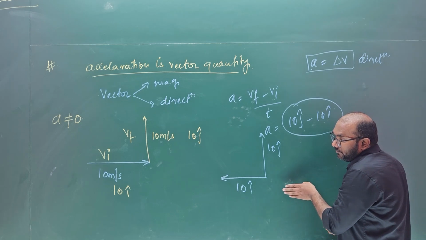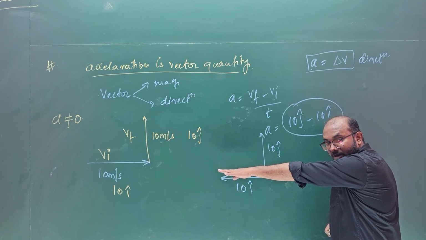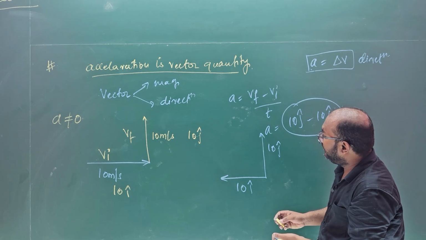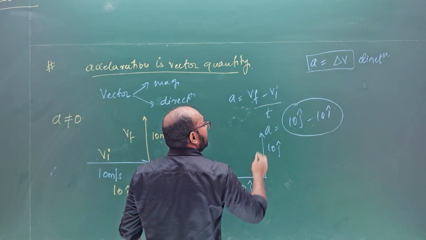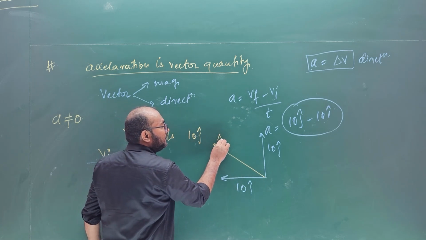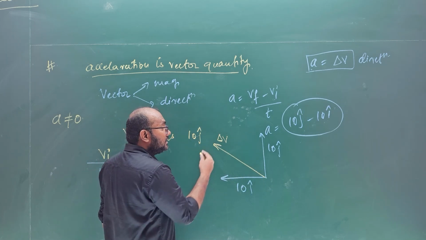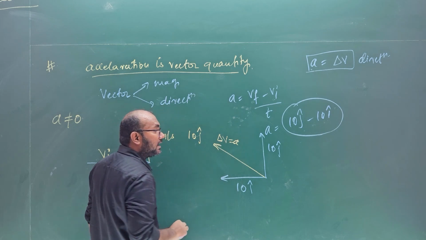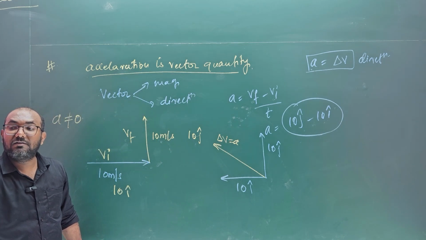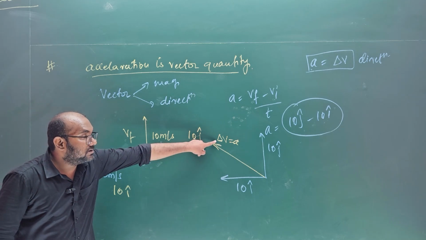Then what is this direction? Negative direction. What is this direction? Positive direction. So what will be the direction of acceleration? I am saying it is along the delta v. Then delta v can be represented here, right? So this is your delta v. Can I also say that this is nothing but the direction of acceleration? Why? Because the direction of acceleration is always along the change in the velocity.